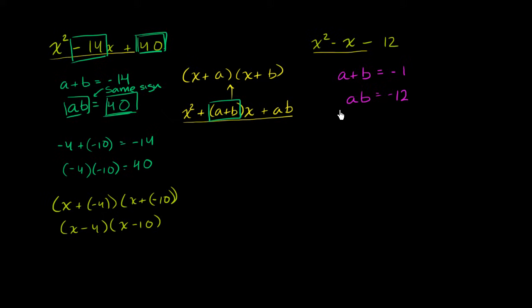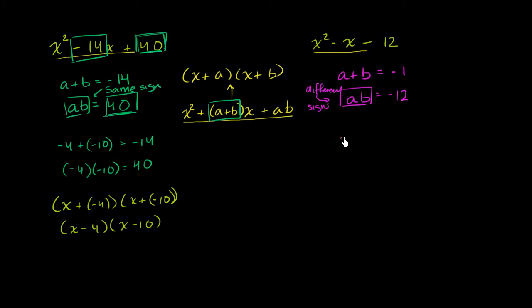Well, let's think about this a little bit. The product of the two numbers is negative, so that means that they have different signs. So one will be positive and one will be negative. And so when I add them together, I get negative 1. Well, let's just think about the factors of negative 12. Well, what about if one is 3 and maybe one is negative 4? Well, that seems to work, and you really just have to try these numbers out.